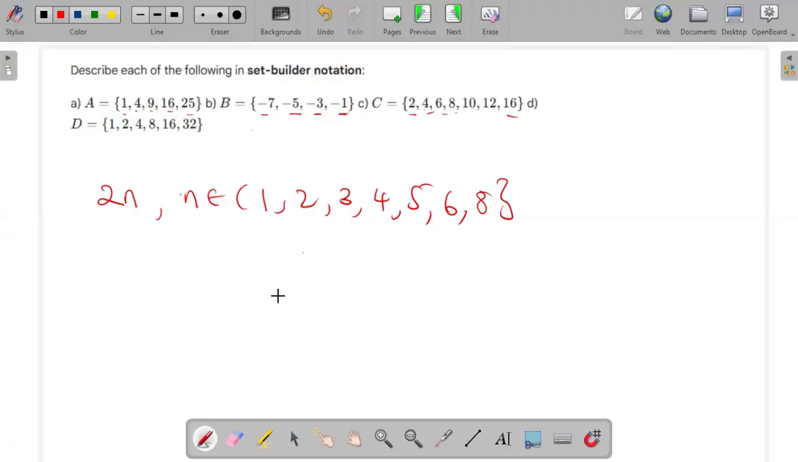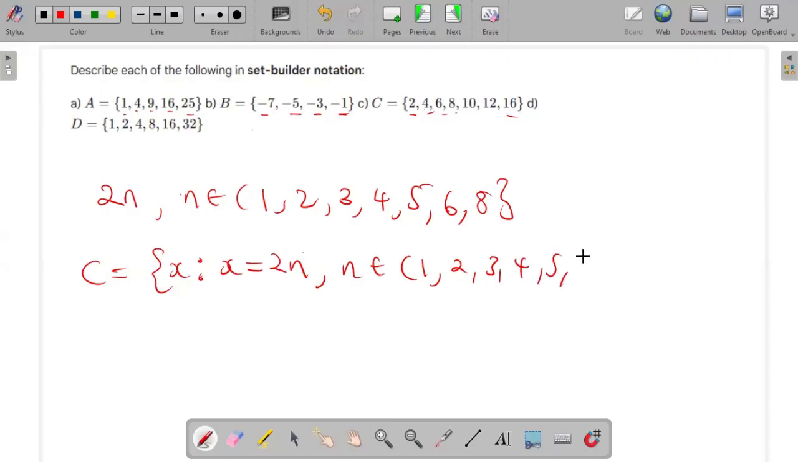So now I can write this to say that C is going to be a set of x such that x is equal to 2n, and I'm saying n takes on the values 1, 2, 3, 4, 5, 6, and 8 like that. So these are the values that it can take up, and that's how you write it in set builder notation.